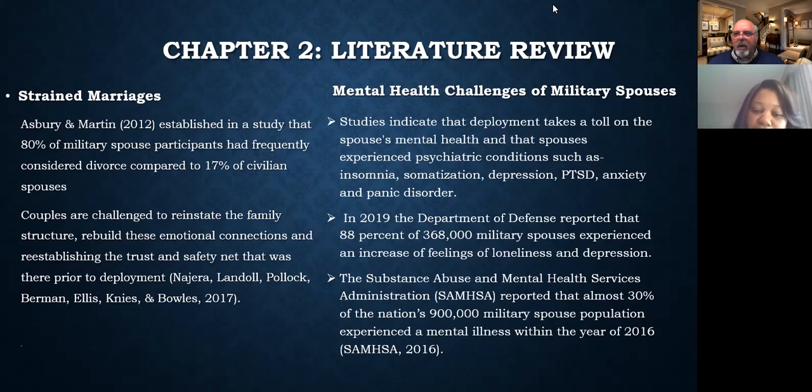So all this literature is basically saying the same thing, that the deployment is really affecting the family in a bad way. There's no question about it. It's a huge problem.